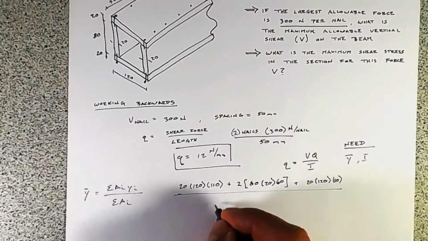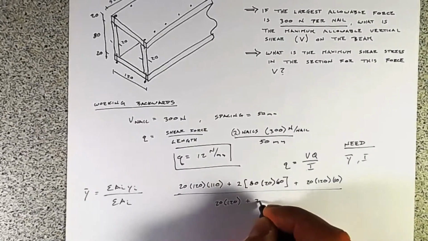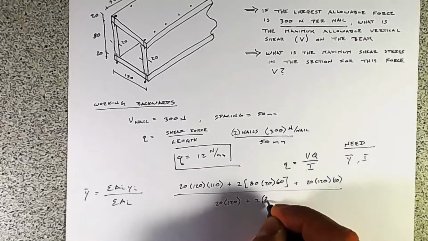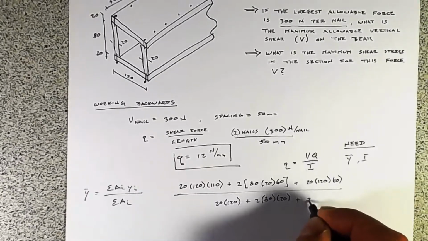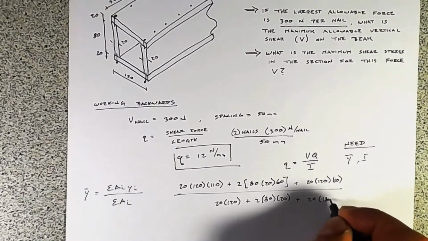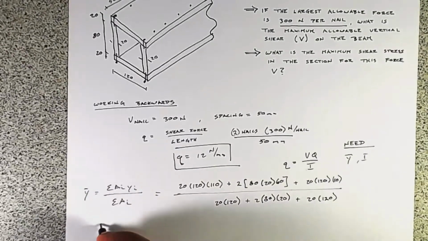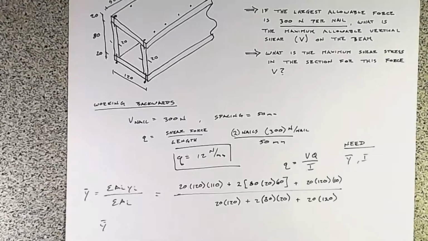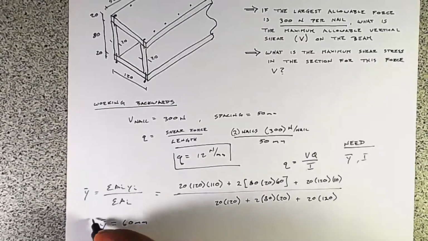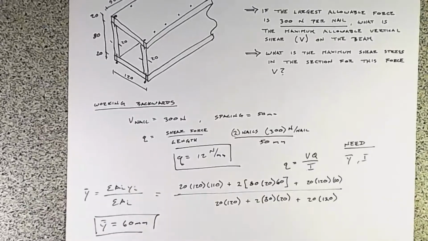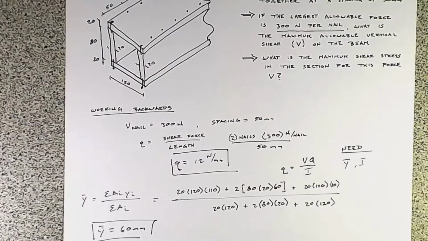And then let's divide by the area. So we have 20 times 120 plus 2 times 80 times 20 plus 20 times 120. If we work all of that out, we get a y bar equal to 60 millimeters above the bottom flange. And because it's a symmetric section, that's exactly what we would expect.